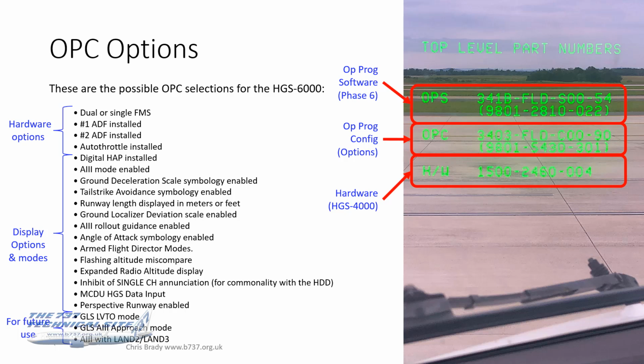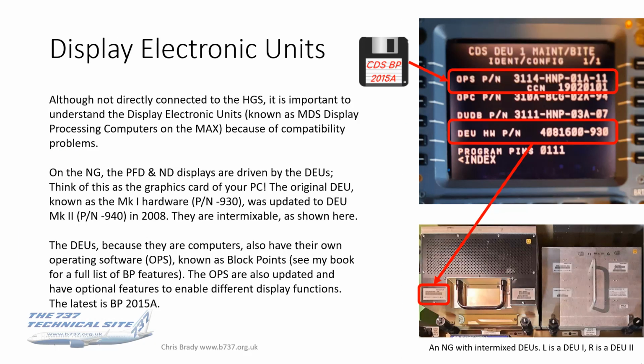Each aircraft has to be configured individually, and hopefully your airline has the whole fleet configured the same. Future use items include GLS for low vis takeoff and approach, and A3 with Land 2 and Land 3. So there's your list of options. All right.